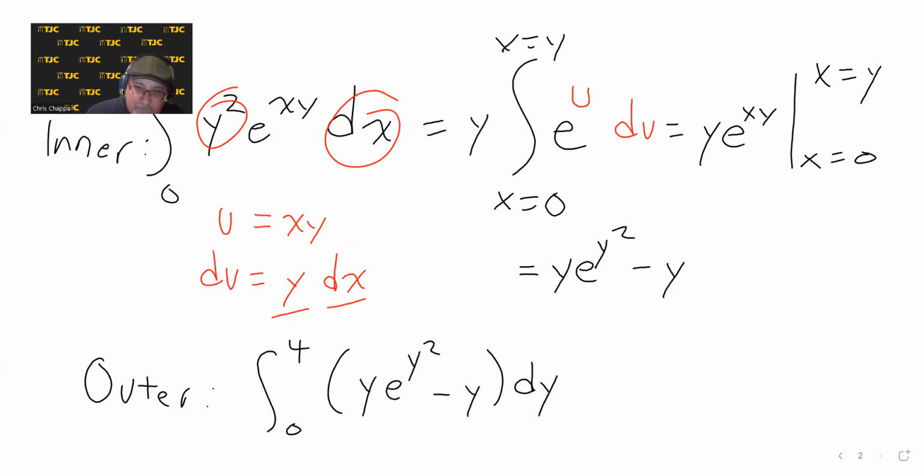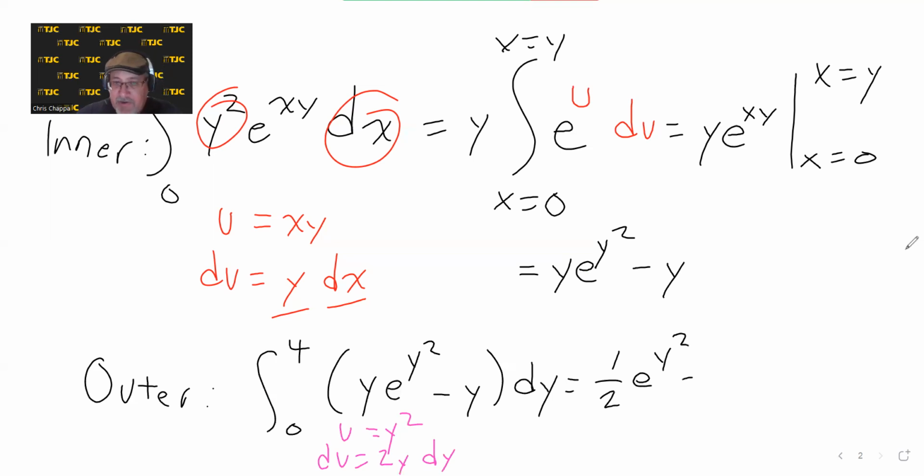I'm going to expedite this one a little bit. I will mention that on the first part of the integral, I would do the two halves of the subtraction problem separately. But on the first part of the integral, you could say u equals y squared, du equals 2y dy. So we're off by a factor of 2. So we'd pick up an extra factor of 1/2 upon integration. We would end up getting 1/2 e to the y squared. And then minus the integral of y is 1/2 y squared. And this is going from 0 to 4.